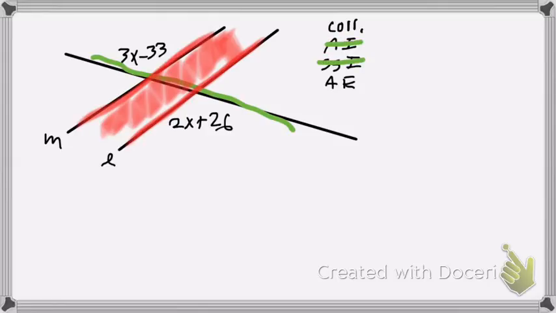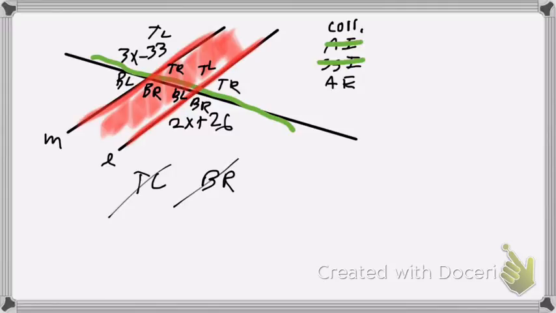Next, we look at whether they're corresponding or alternate exterior. Corresponding: if we go top left, top right, bottom left, bottom right, then over here on this set of angles, top left, top right, bottom left, bottom right. Our two angles are top left and bottom right, so not corresponding. So we're going to erase those, and that means we have alternate exterior.